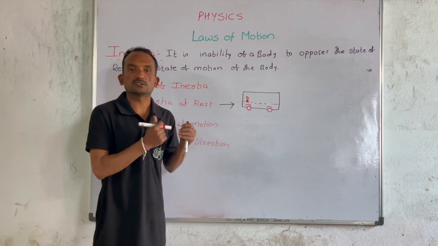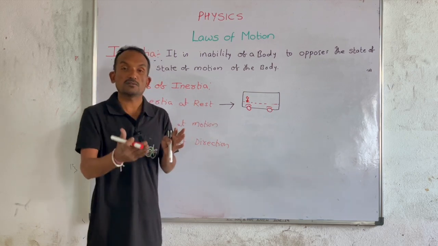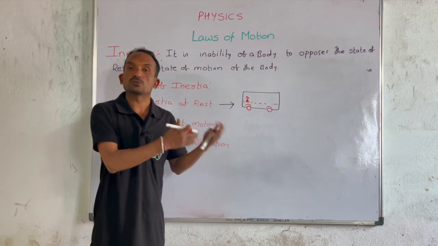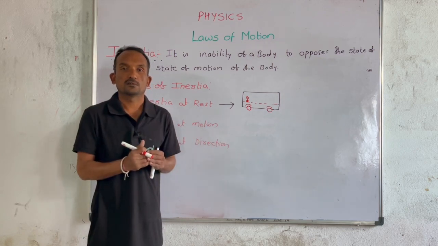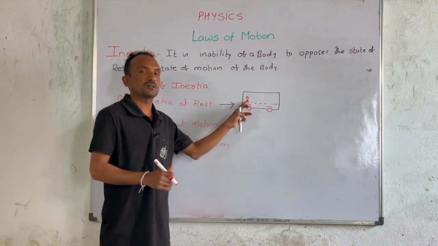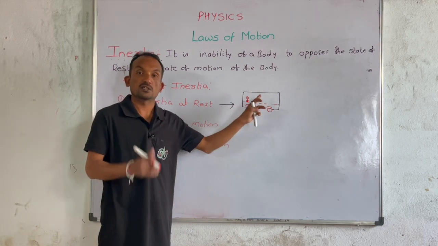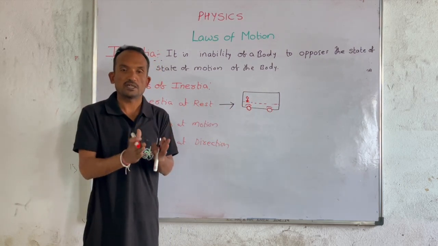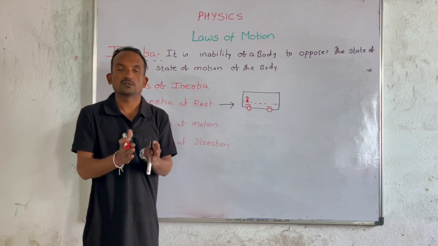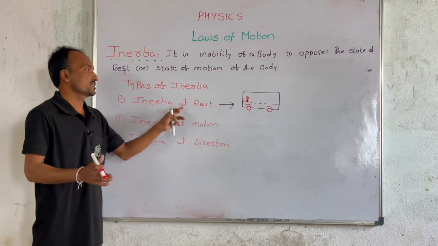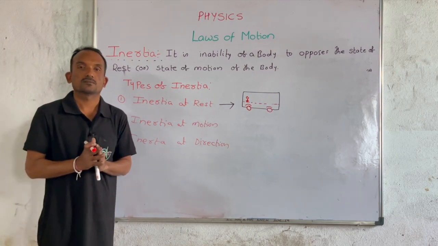So the passenger continues his state of rest. The driver suddenly starts the bus. Only the bus gets into motion, not the passenger. The passenger continues his state of rest while the bus goes into motion. That's why the passenger takes a sudden jerk in the backward direction, due to the law of inertia of rest.